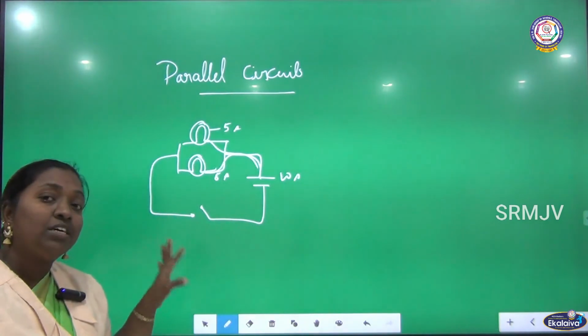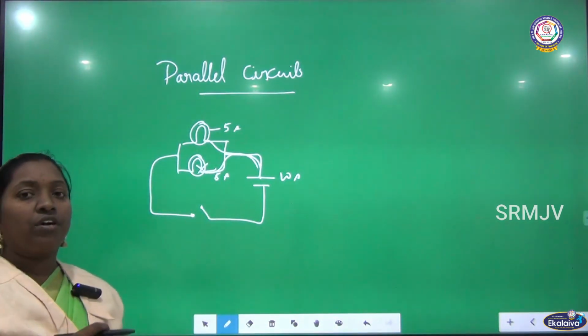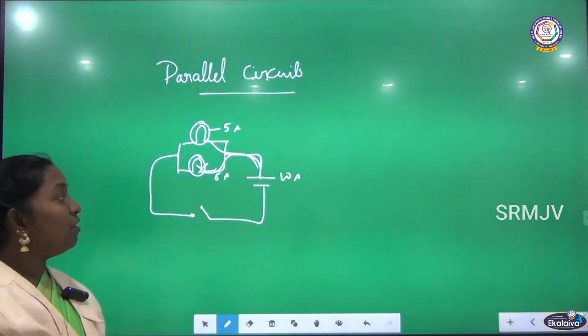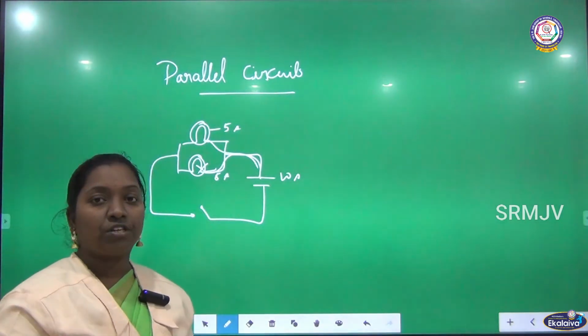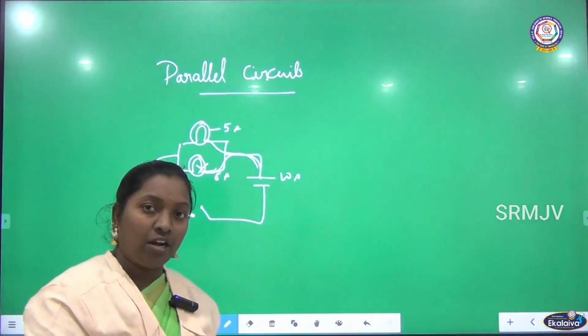What is the advantage here? If any one of the circuits gets damaged, the remaining paths will continue to function in a parallel circuit. So this is the advantage of the parallel circuit.